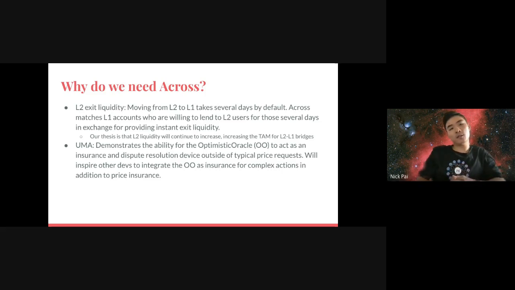And the meta goal for UMA is also, we originally wanted to demonstrate that the optimistic oracle is not just a price oracle, it's just a general insurance mechanism. We can use it to prove just any complex statement, and this is the first good demonstration of how you can prove statements across chains. So you can prove L2 actions secured by an L1 optimistic oracle.